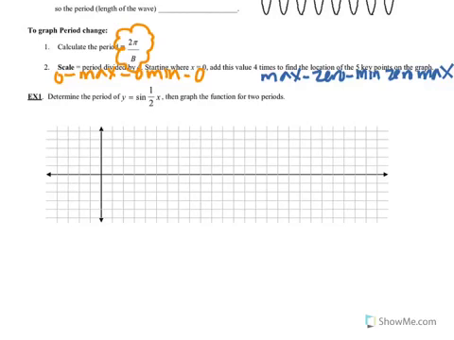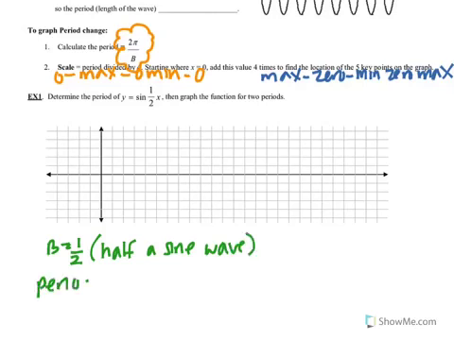So let's take a look at the first example. Determine the period of y equals sine 1/2 x and then graph the function for 2 periods. So in this case, we know that b is equal to 1/2. So that means that we're only going to be able to graph half a sine wave. That's our frequency. And then to find the period, we're going to do 2 pi divided by 1/2, which is 4 pi. So there's our period right there, 4 pi.